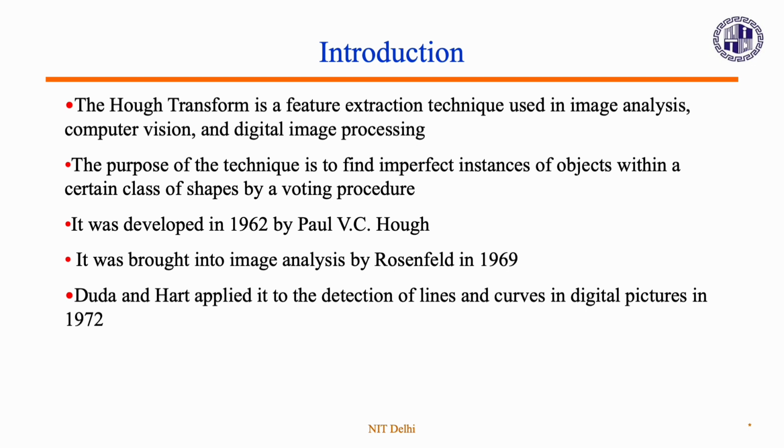It is also used to find imperfect instances of objects within a certain class of shapes by a voting procedure. For example, if we are given an edge which is a straight line and that line is not continuous, there is a break, this Hough transform is going to help us to find out the continuous line.